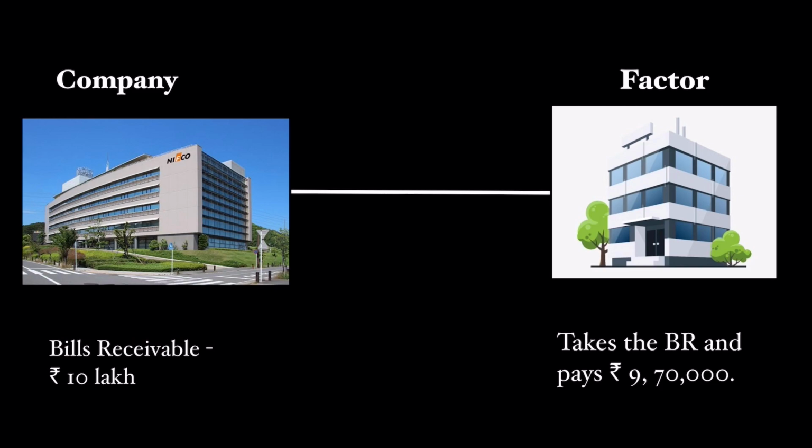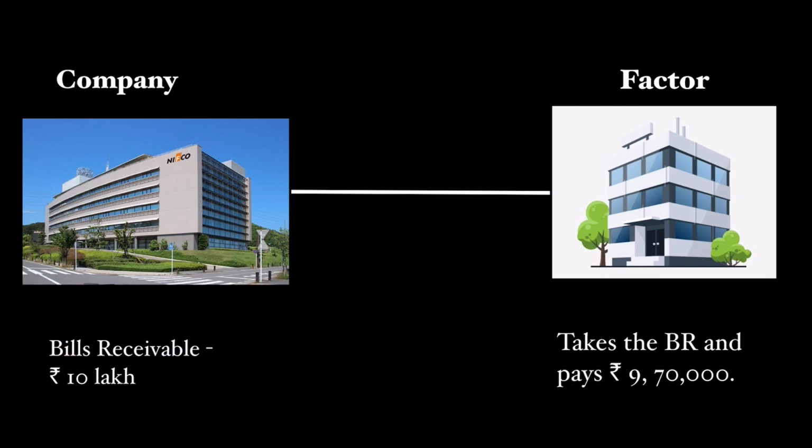Now, what is the benefit for the factor institute? Number one, it builds a good relationship with the company by honoring the bills even before the bills mature. The factor institution honors the bills of exchange even before they mature. And then the factor pays 9,70,000 to the company and cuts the fees or percentage of commission of rupees 30,000.